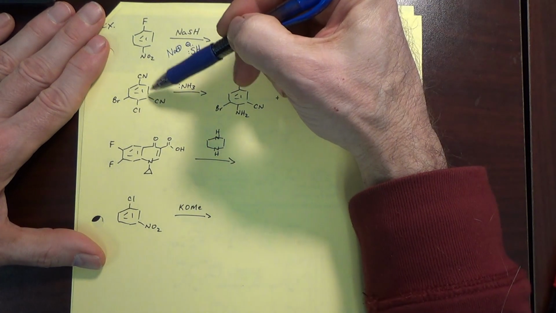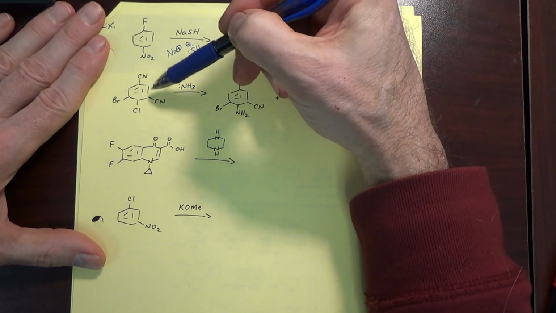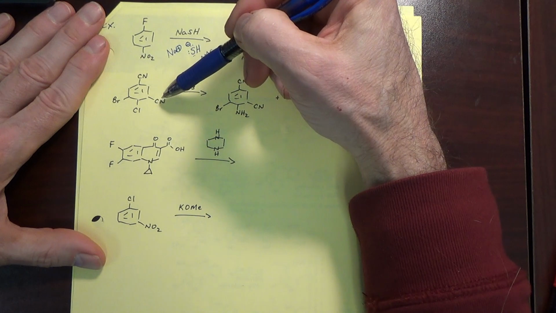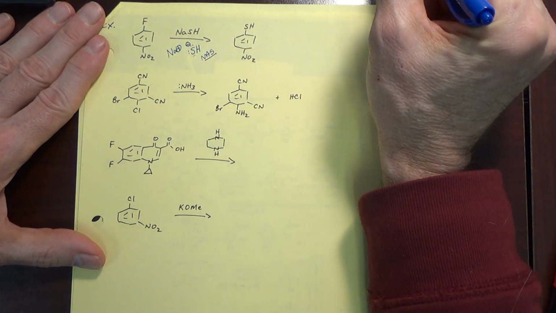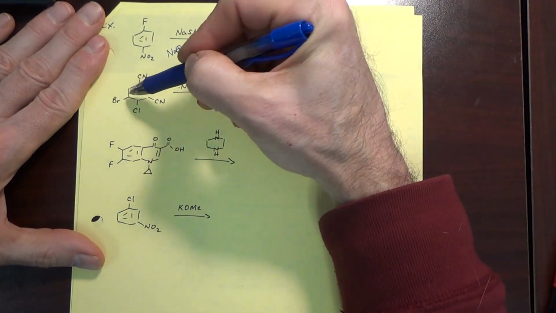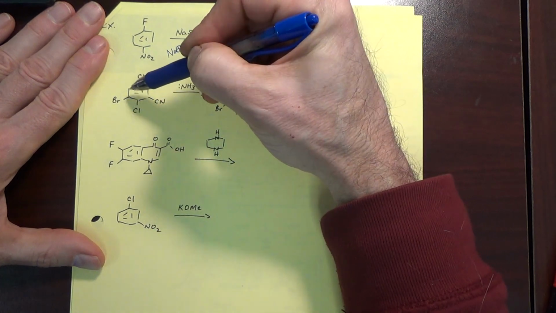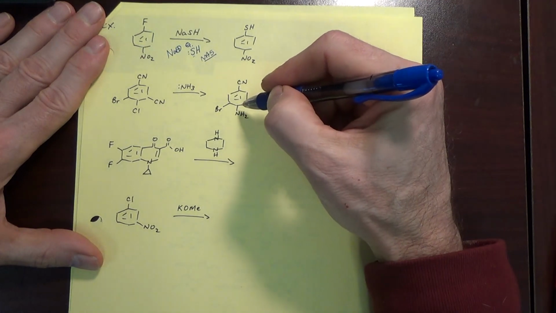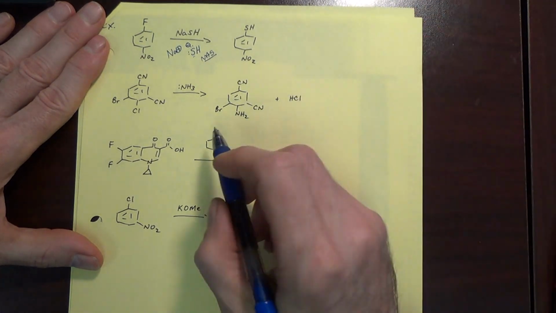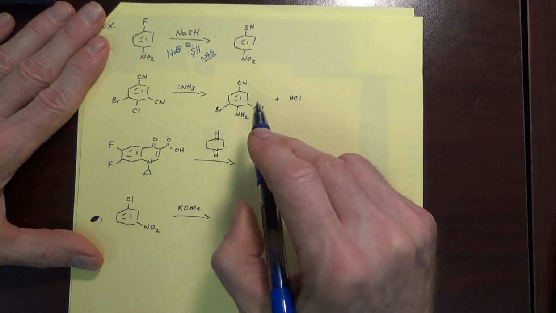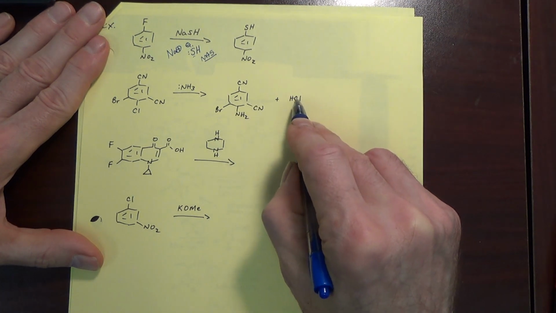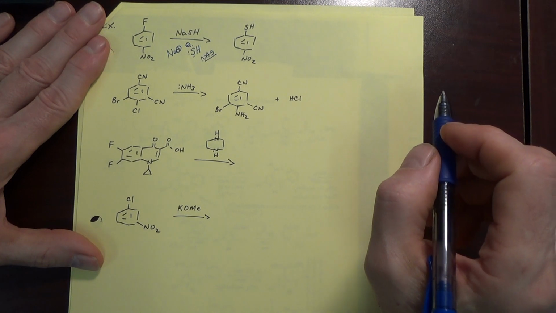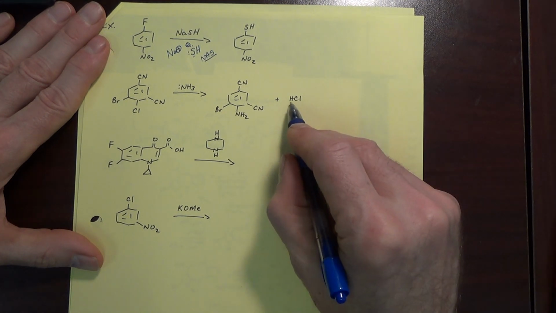It actually has one on both. So this position is going to be kind of doubly activated for NAS, whereas the bromine does not have a strong electron withdrawing group, ortho or para. So we'd only expect the chlorine to be substituted. We need to lose an H from the ammonia, and as a very last step, the Cl minus leaving group can take that H, and we would produce HCl.